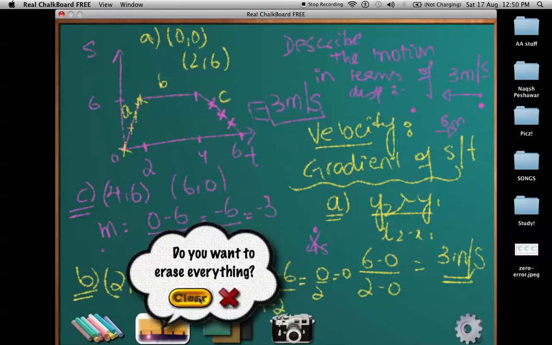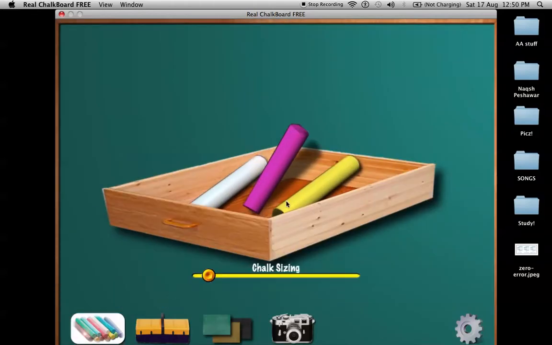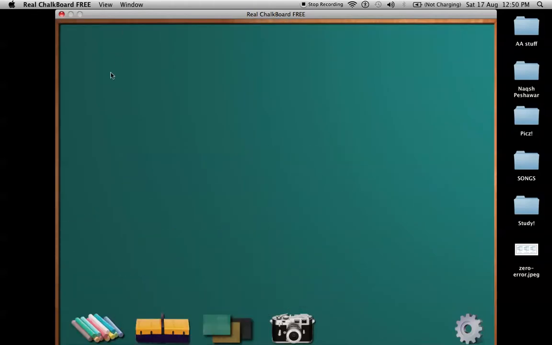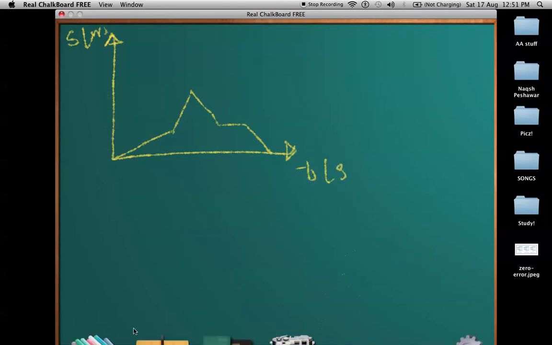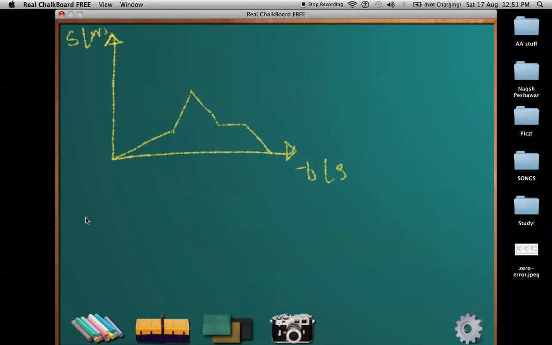Let me take another example and you will be clear about this. Another graph, just any random graph. Let's say this is the graph here. Let's say we have these given. Okay, so this is a displacement time graph, s in meters, t in seconds. So this has been given to us. We just have to find out the information that we can gather.